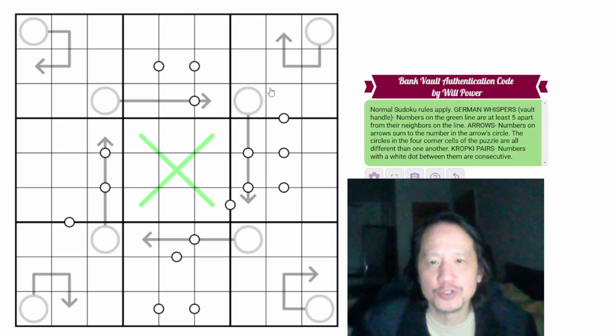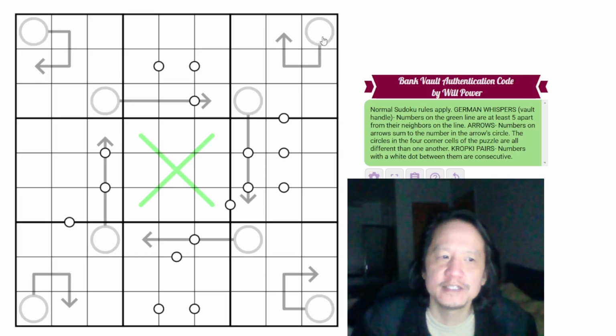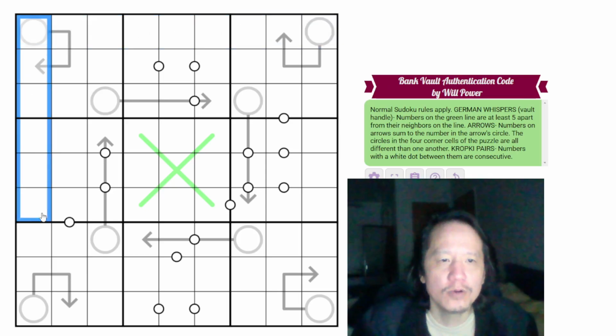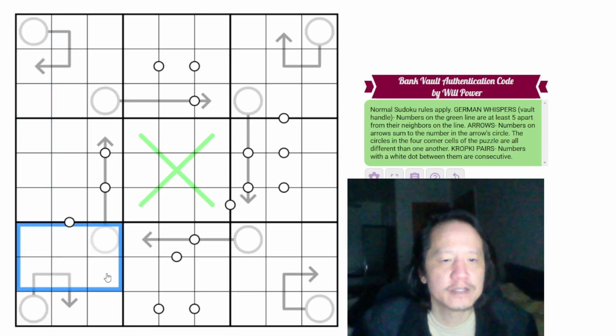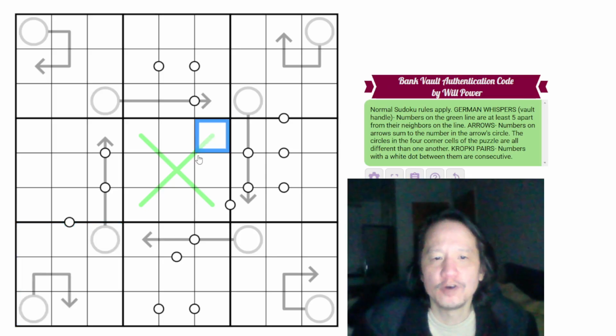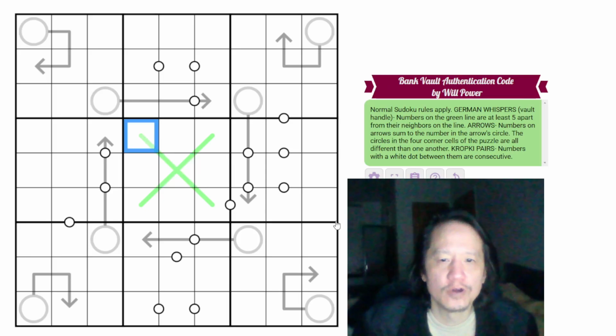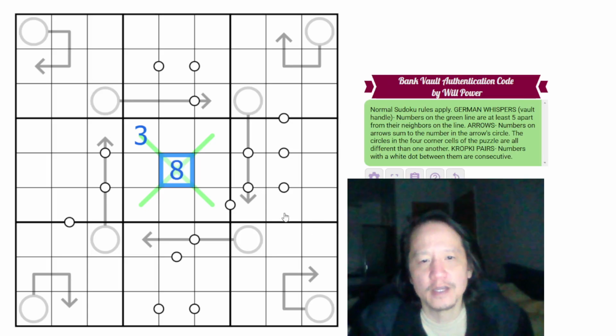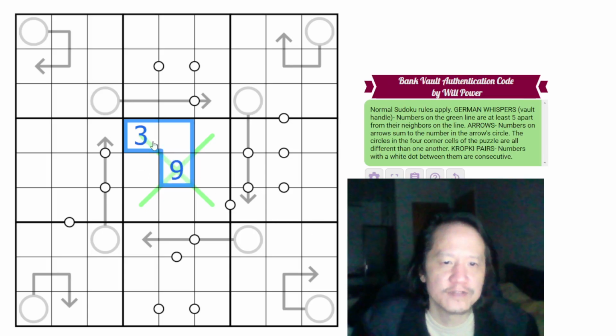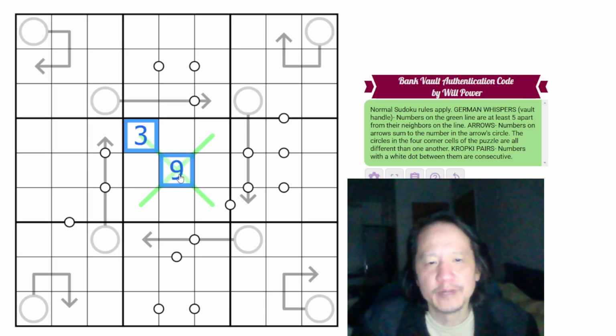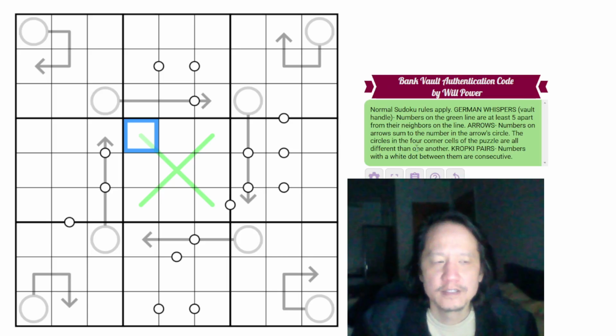And here are the rules. Normal Sudoku rules apply, which means place the digits 1 through 9 without repeats in every row, column, and box. German whispers, vault handle. Note numbers on the green line are at least 5 apart from their neighbors on the line. So therefore, if this were a 3, this would have to be an 8 or a 9 to have a difference of at least 5 between that and its neighbor. But this is also a neighbor with these 3 cells, so you have to keep that in mind. So that will probably be very interesting to be able to solve the puzzle.